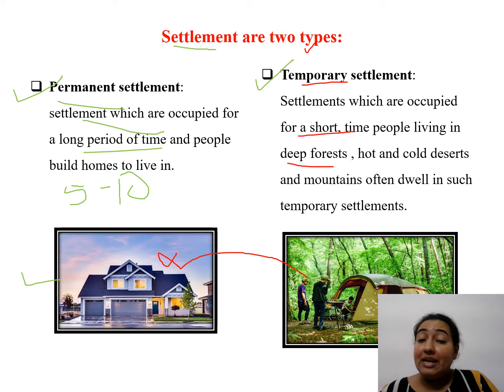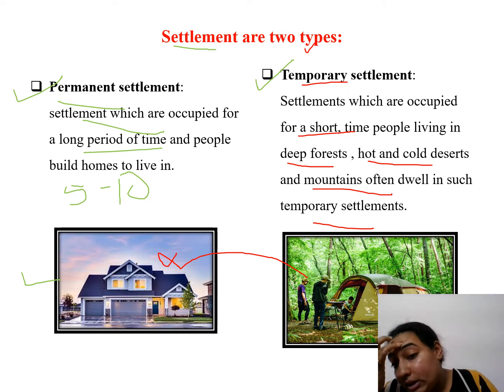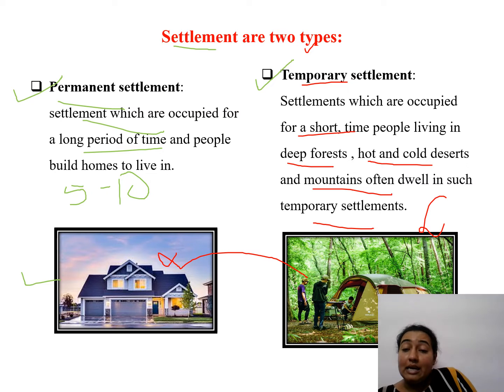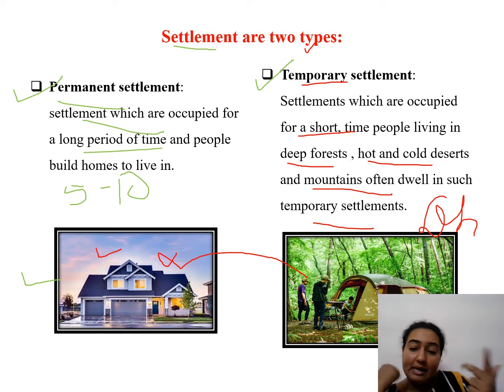Now, short time people living in deep forest, hot and cold deserts and mountains often dwell in such type of temporary settlements. Now, those people who want to experience cold deserts, for example, Rajasthan, for example, mountain areas such as Nainital, Leh, Ladakh. So, people will not stay here for a period of 5-10 years. They will go, enjoy that time period, have vacation. They will make temporary houses. They will not build a permanent house because that involves huge amount of money, labor and hard work. So they will make houses of caves, tree houses, stay, enjoy and come back. So that is temporary settlement.